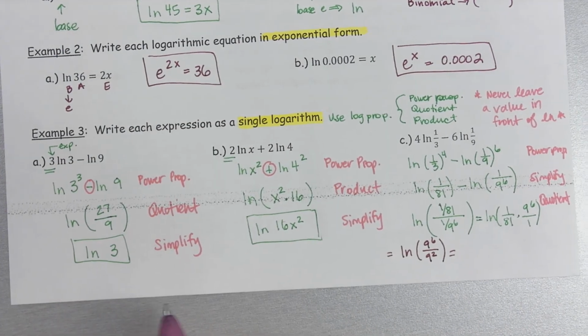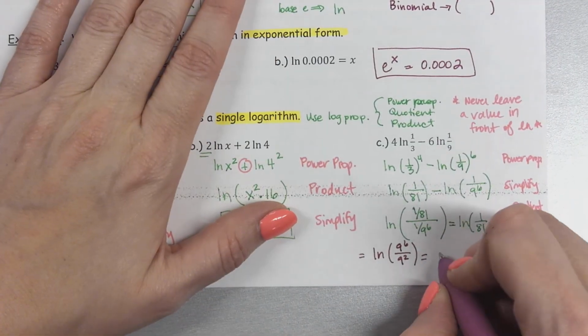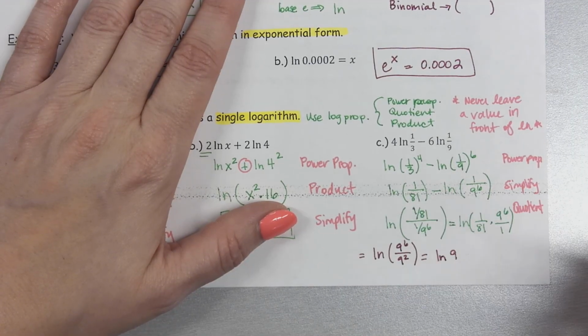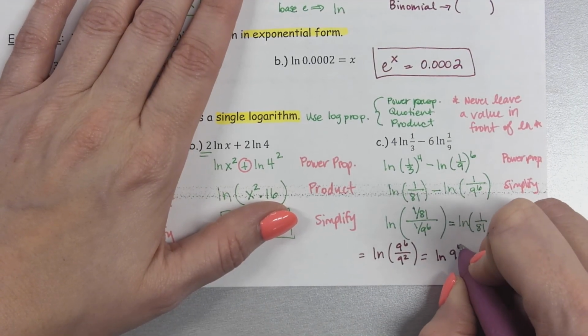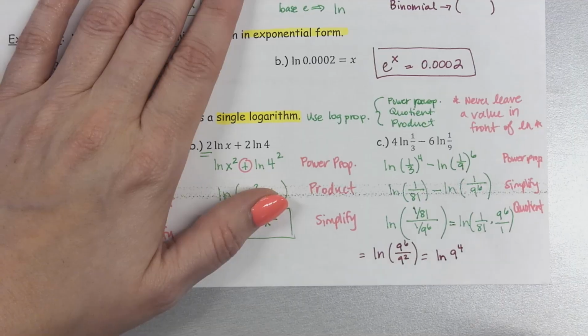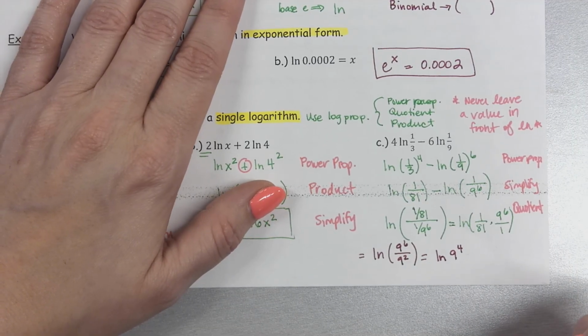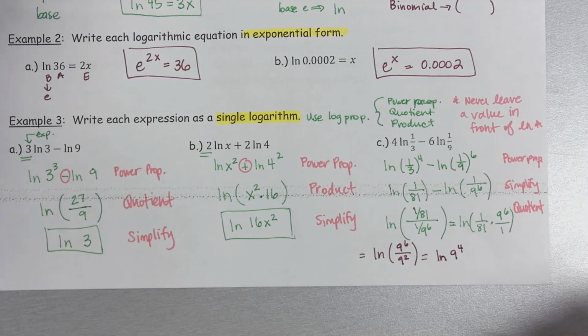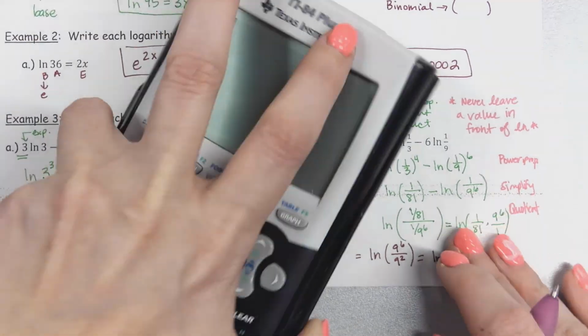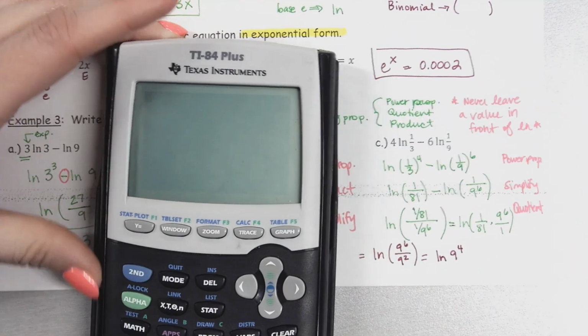If you had to write an answer without a calculator, you would just do the natural log of 9 to what power? The 4th. Which would really just be what times what? 81 times 81. And I would not make you do that on an assessment without a calculator, 9 to the 4th.